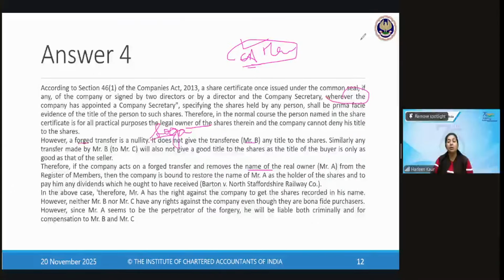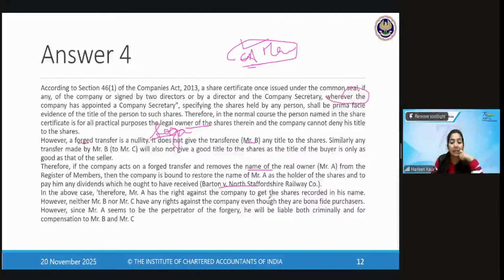Who was the real owner? That is Mr. A, from the register of members, and the company is bound to restore the name as the holder and to pay him any dividends which he should have received. Barton versus North Staffordshire Railway Company. This is the case which we have done when we were doing the classes.